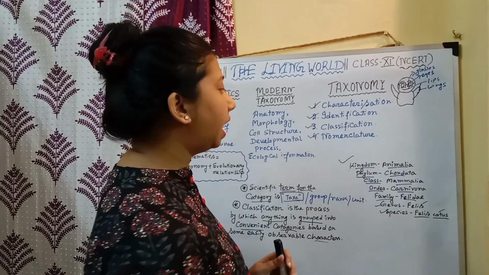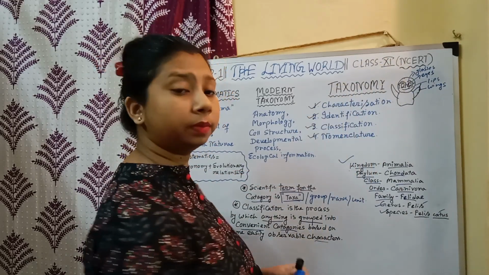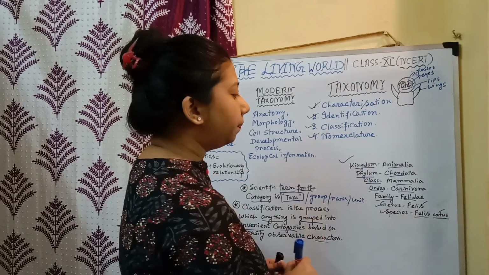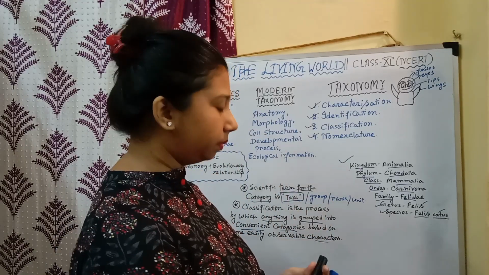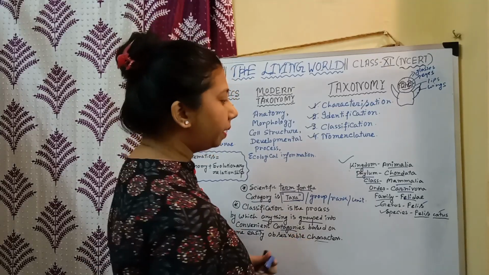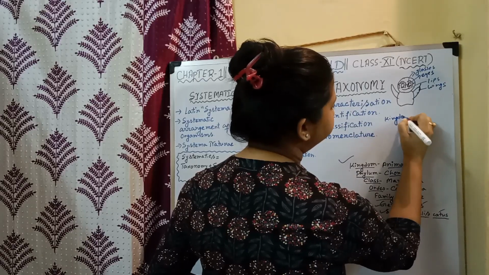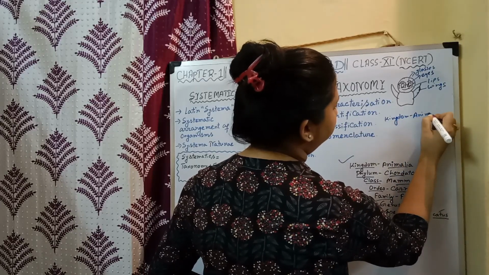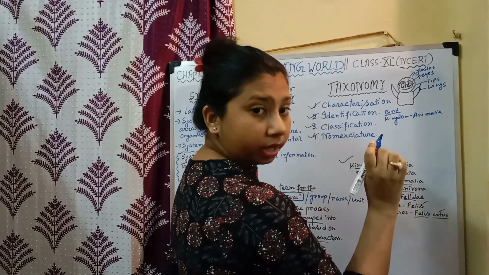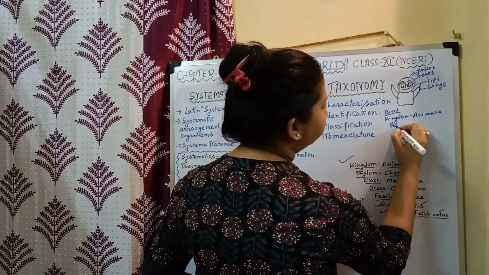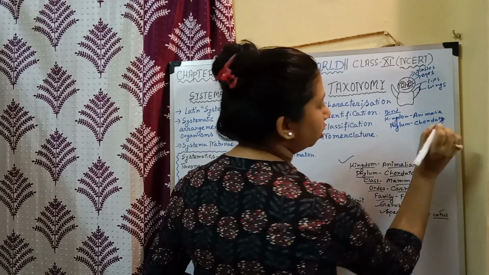After that we have to classify this unknown organism. How will we classify it? We know the classification of bird. What is the classification of bird? Bird is in the kingdom Animalia. This is actually the classification of bird. So, kingdom Animalia. The phylum of bird is chordata.